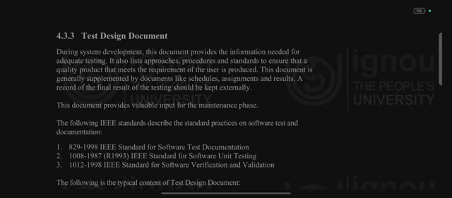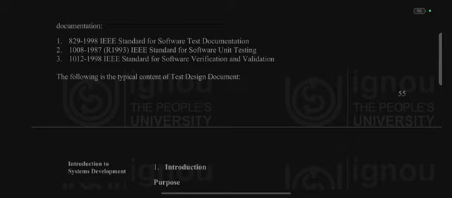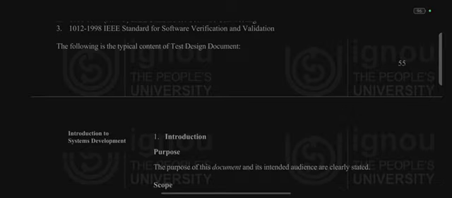The following IEEE standards describe the standard practices on software test and documentation. 829-1998, IEEE standard for software test documentation. 1008-1987, R1993, IEEE standard for software unit testing. 1012, IEEE standard for software verification and validation. The following is the typical content of a test design document.